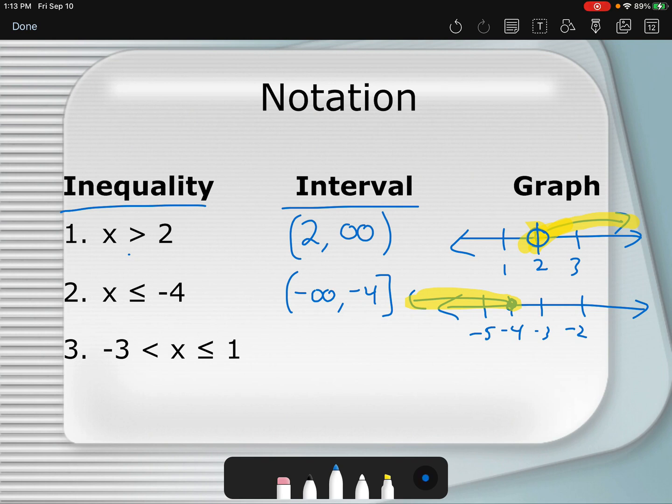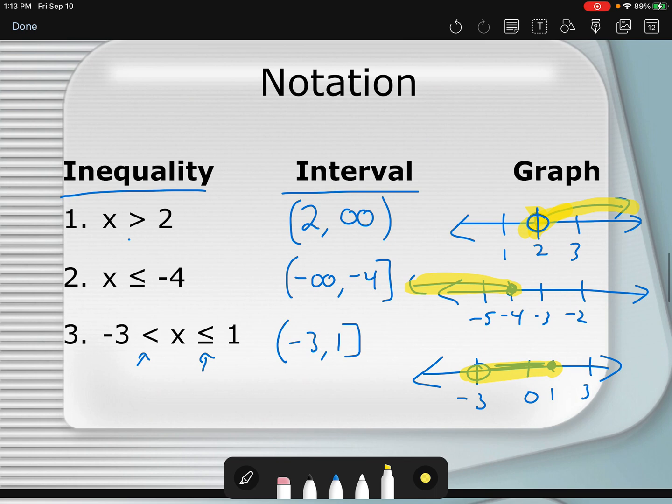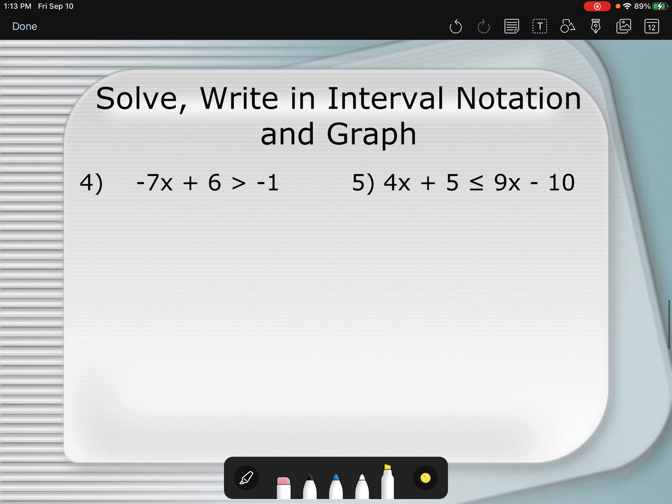The third one here is from negative 3 to 1. So this is interval notation. Notice we use parentheses because it's not equal to. We use brackets because it is equal to. When we graph this, 0, this is 3, so 1 would be about there. This would be filled in. This would not be filled in. And there is the solution to the graph. I encourage you to pause this and look through it for better understanding.